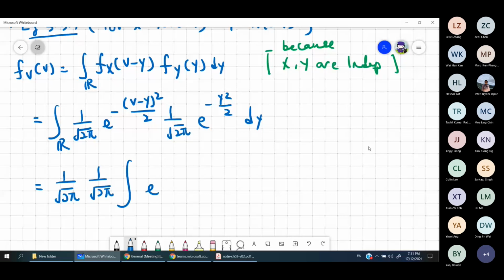So for this, this is a standard integration. So we can have y squared minus 2vy plus v squared. And minus, it becomes plus. So that's why we're going to have 2 here.